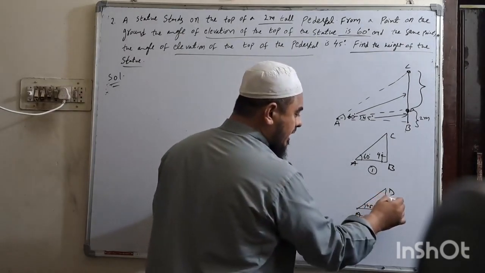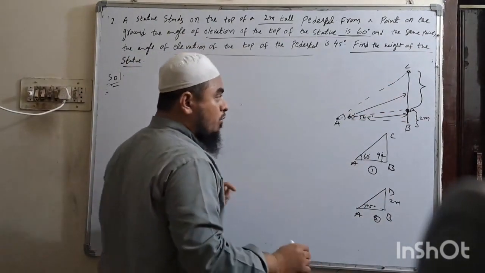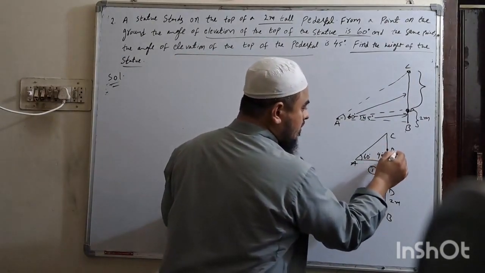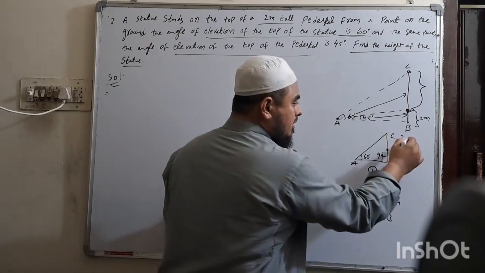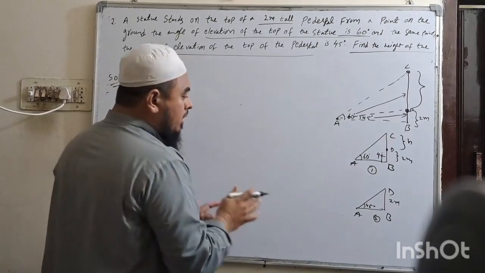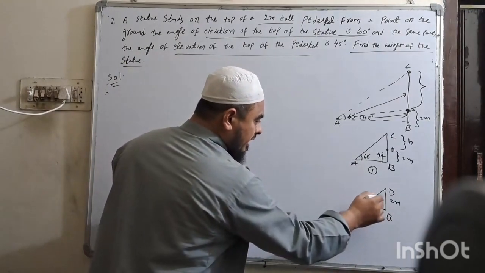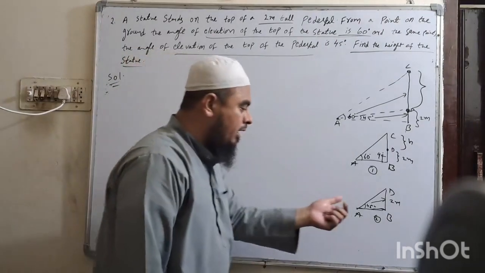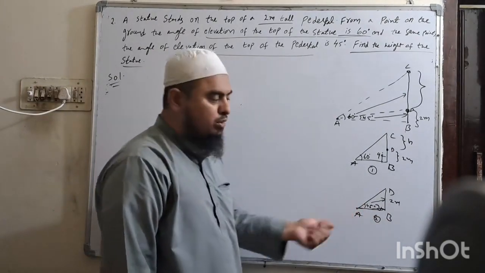And DB they have given as 2 meters, which is the height of the pedestal above which we have the statue. Here we have a point D, BD is 2 meters they have given. They are just asking to find CD, that is only the height of the statue, that is H we have to find. So AB we can find using this angle 45 degrees: opposite to angle 45 degrees is 2 meters, and the adjacent side we don't know, that we can calculate from right angle triangle 2.